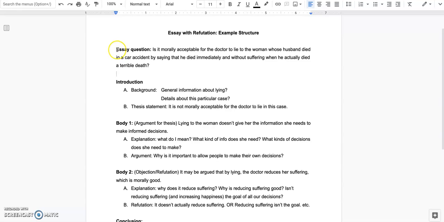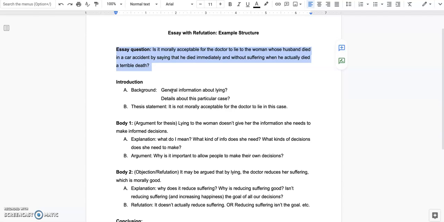Consider this essay question. You can pause the video to read this question. If you have to write an essay on this question, you're going to take one of two positions. You're either going to argue that yes, it's morally acceptable to lie in this case, or no, it's not morally acceptable. I know some of you feel one way and some of you feel the other way, and that's totally fine. You could argue for either side.